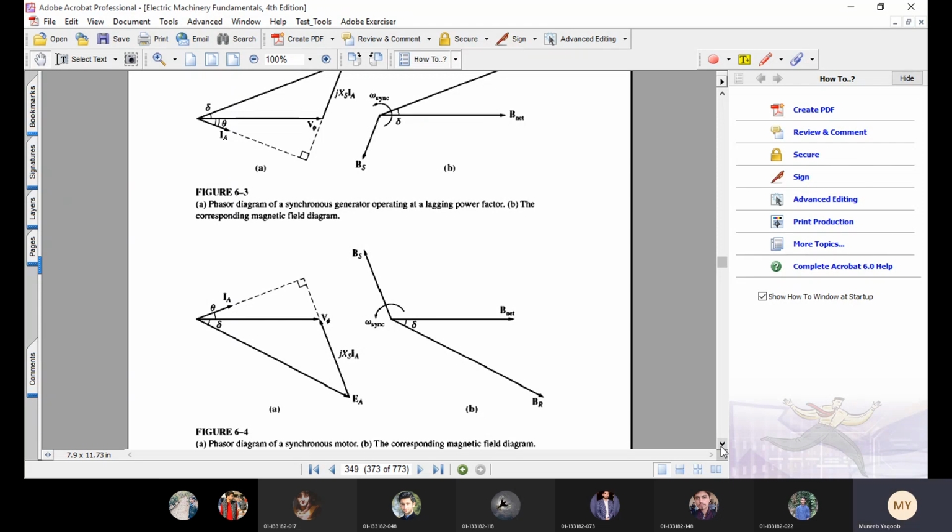the actual rotation of the machine is in the counterclockwise direction, as depicted by W synchronous. W synchronous को देखें तो counterclockwise का symbol बना हुआ है। Now if we calculate the direction of torque, that is the direction of induced torque, it is also counterclockwise. So since induced torque and actual rotation are both in the counterclockwise direction, in the same direction, the machine is acting as a motor.